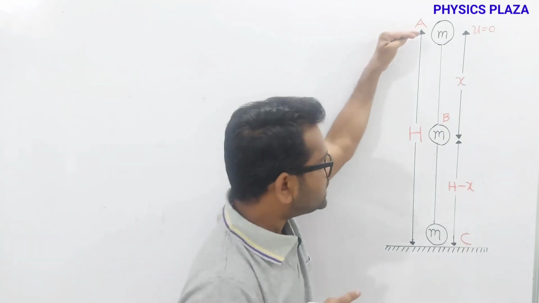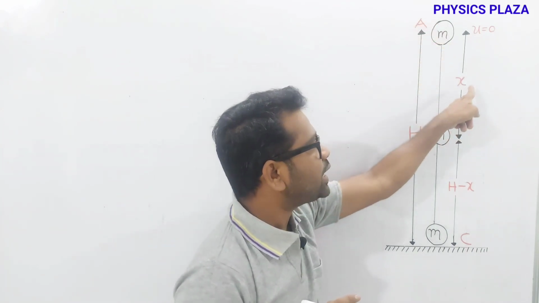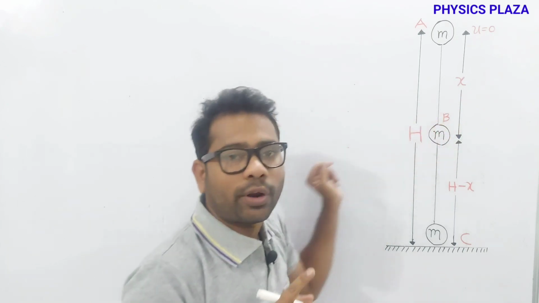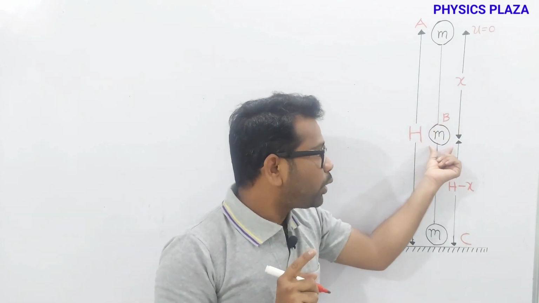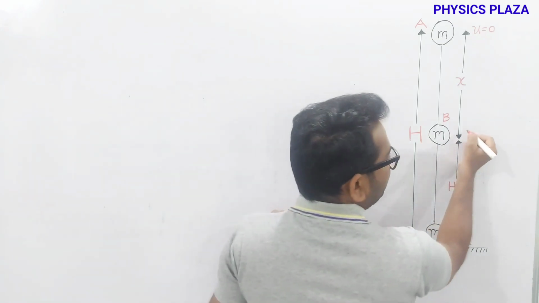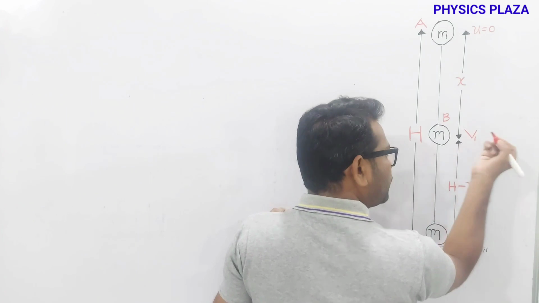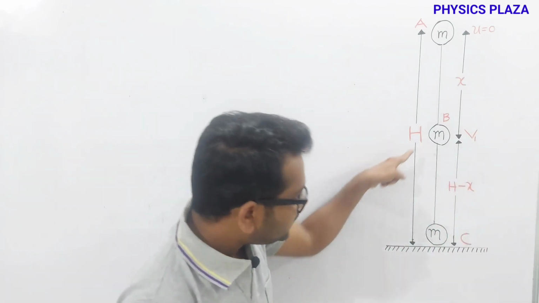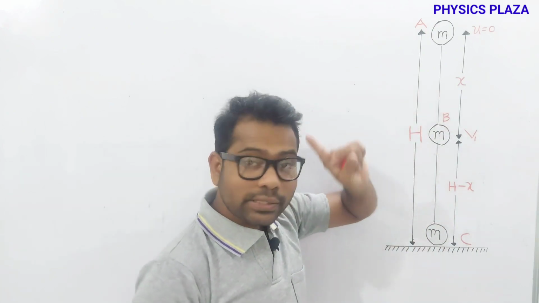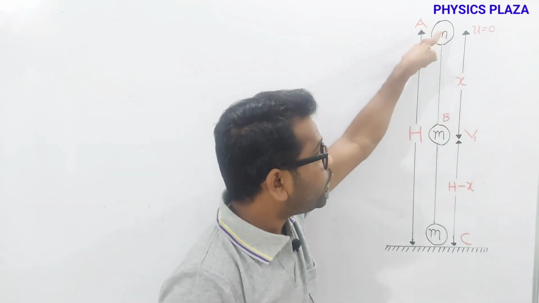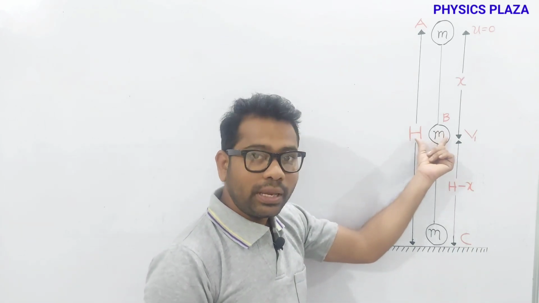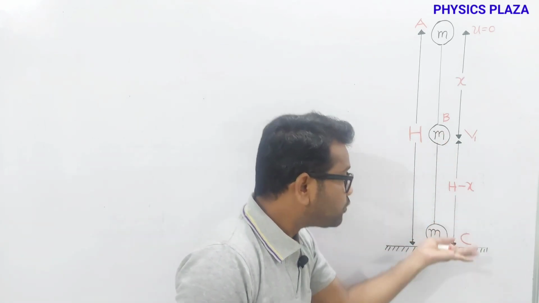After traveling a distance x, we have chosen one more point. Do you think the body will have some velocity at point B? Of course, it will. Let its velocity be v dash or v1. And it is at a height h minus x from the ground. Children, it has covered x distance from the point where it is left, and after some time when it reaches point B, it is at a height of h minus x from the ground.